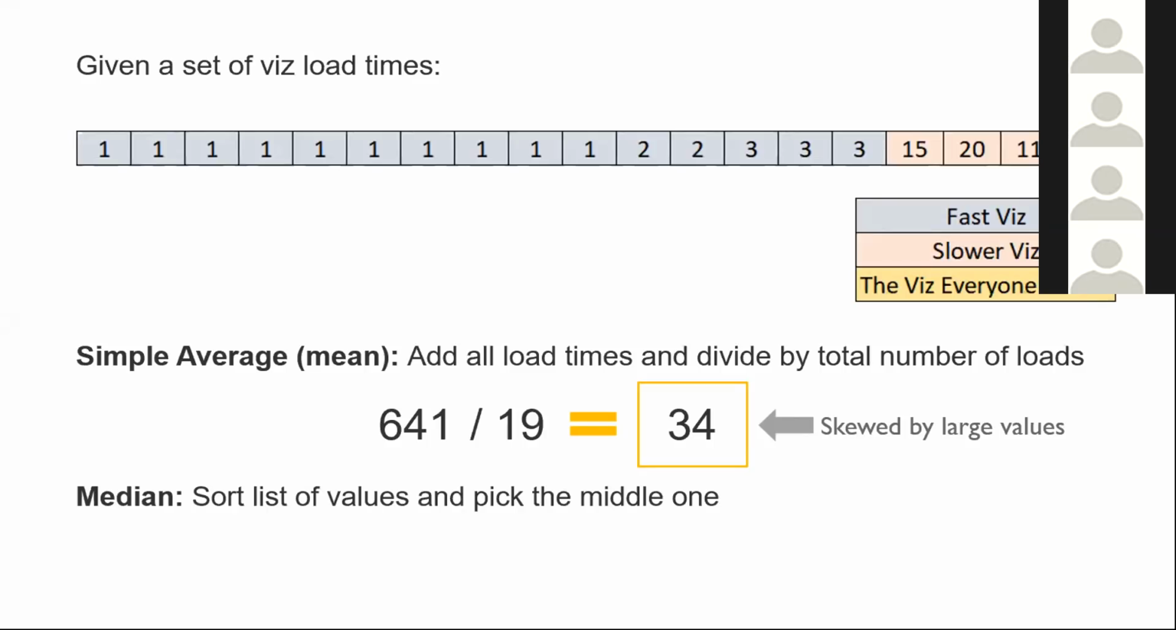We could also use the median. That's designed to help avoid the problem of skewing by large values. To calculate the median, we just sort the list of values and pick the middle one. This is a sorted list. It's not actually quite perfect, but it's close enough. So the value would be 1. 1 is the median load time for the server. But the problem with that is our common values really skew it. If we have a super fast viz that's loaded all the time, we can really skew down to what that common viz has. So we don't really want that either.